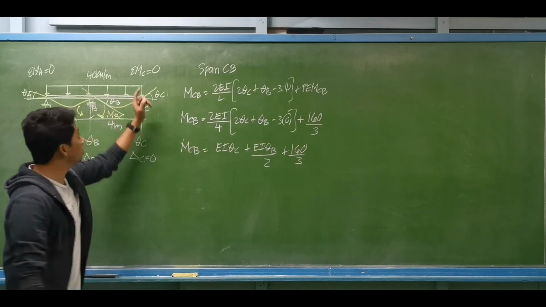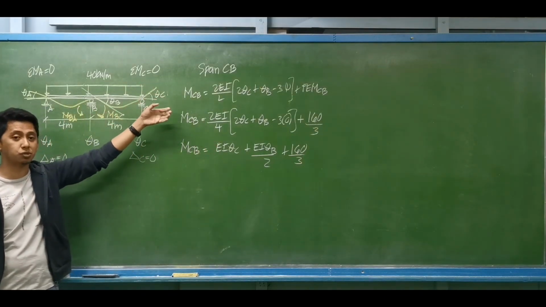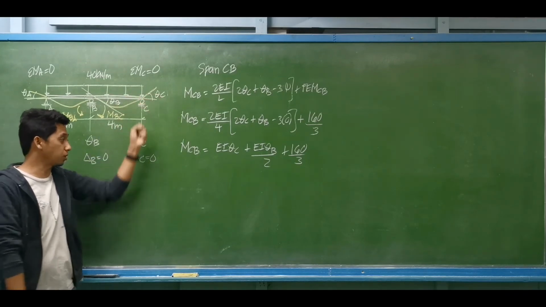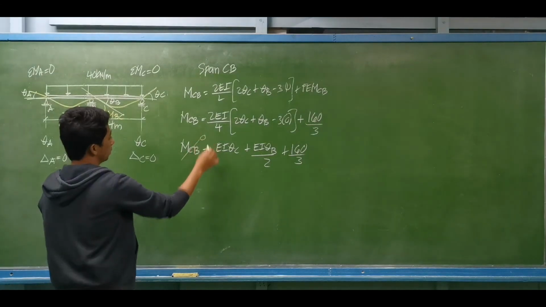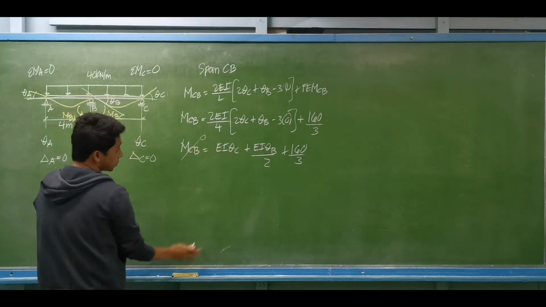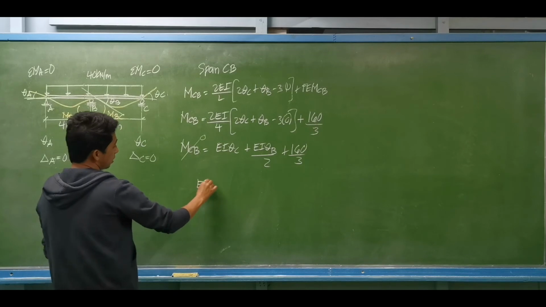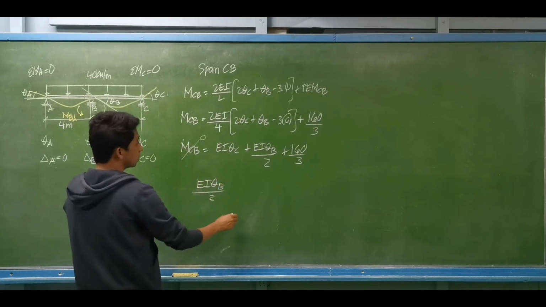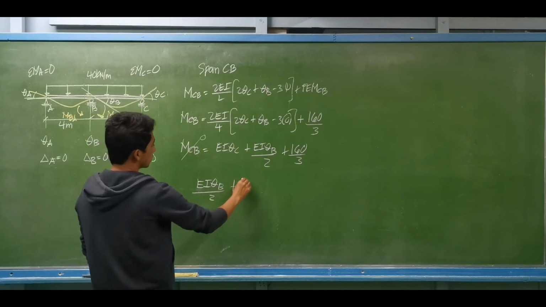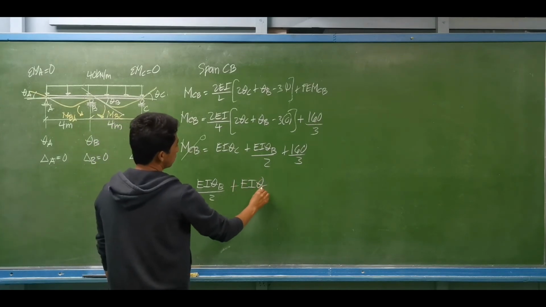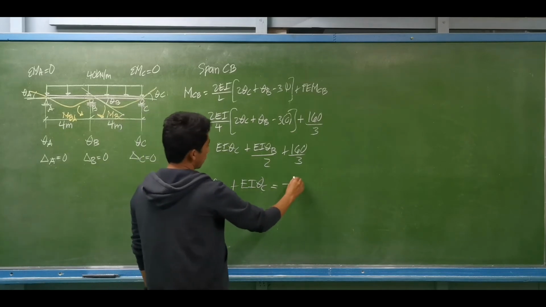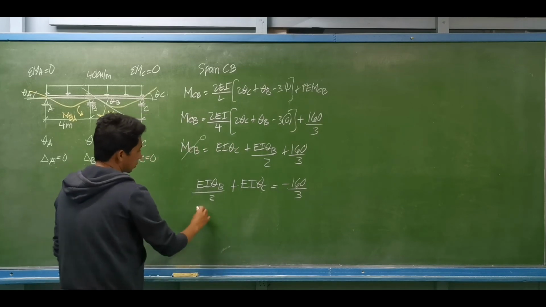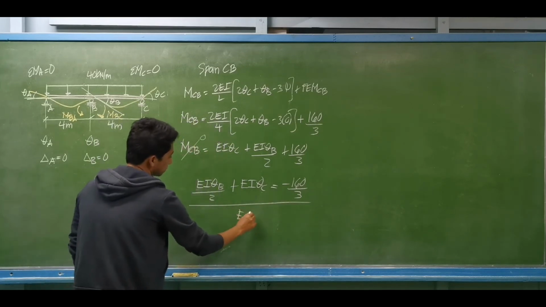So in order to compute for the moment at C, since that is our summation of moments about C, it should be equal to 0. Other than that, it is a roller support, so it is expected to be 0. So we have the third equation. This is now EI theta sub B divided by 2 plus EI theta C is equal to, transposing, negative 160 over 3. So let this be our equation.